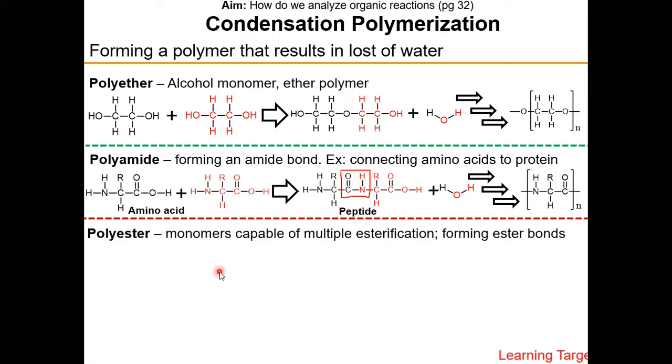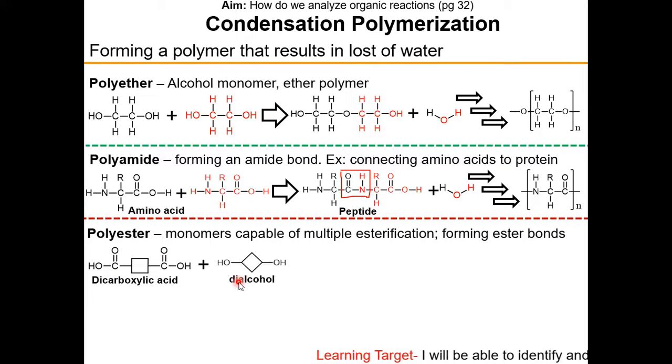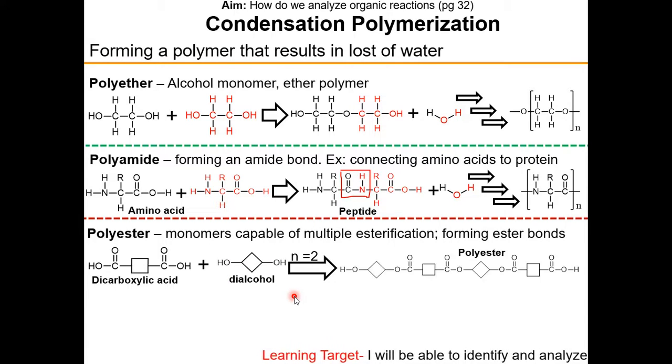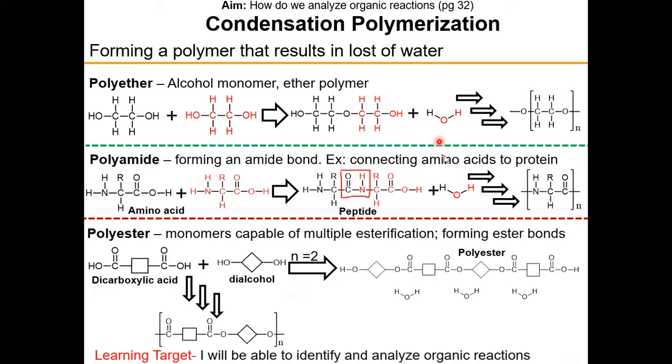The last type is a polyester. There are two monomers. One of the monomers has an organic acid functional group on both ends, and the other monomer has an OH group on both ends. To make a polyester, the monomers will undergo multiple esterification, forming multiple ester bonds. What is common in all three types is the release of water. This is the feature of condensation polymerization reactions.